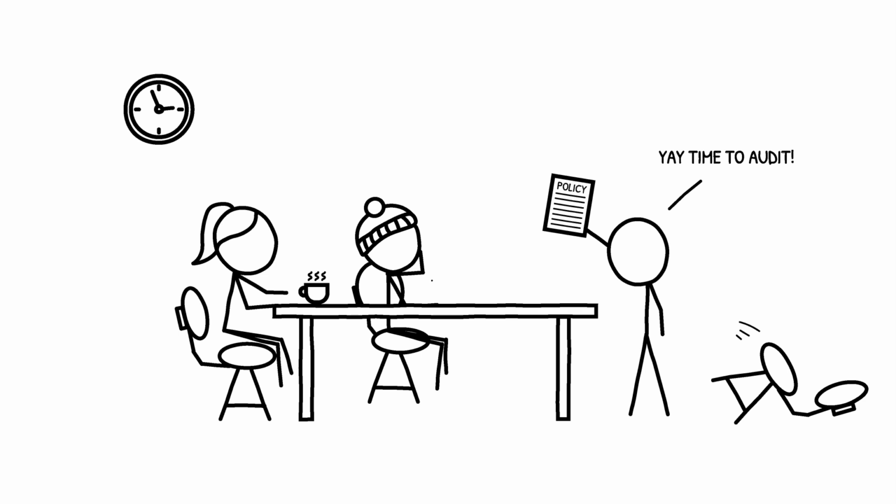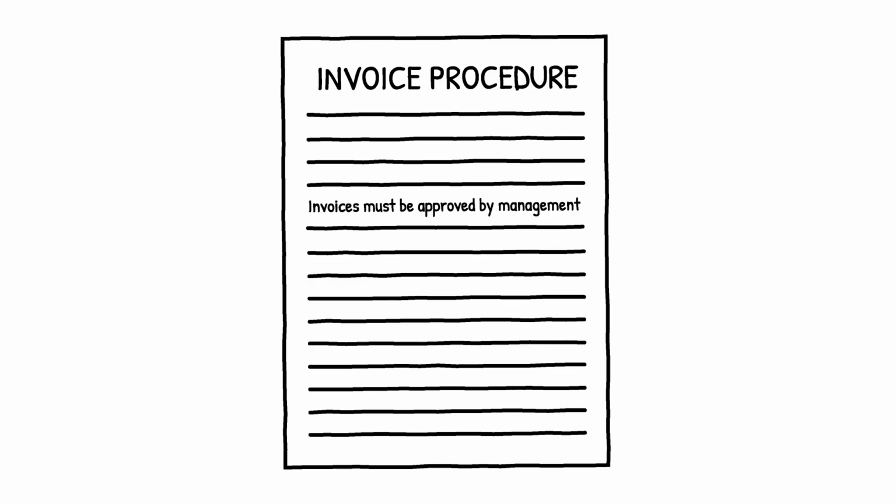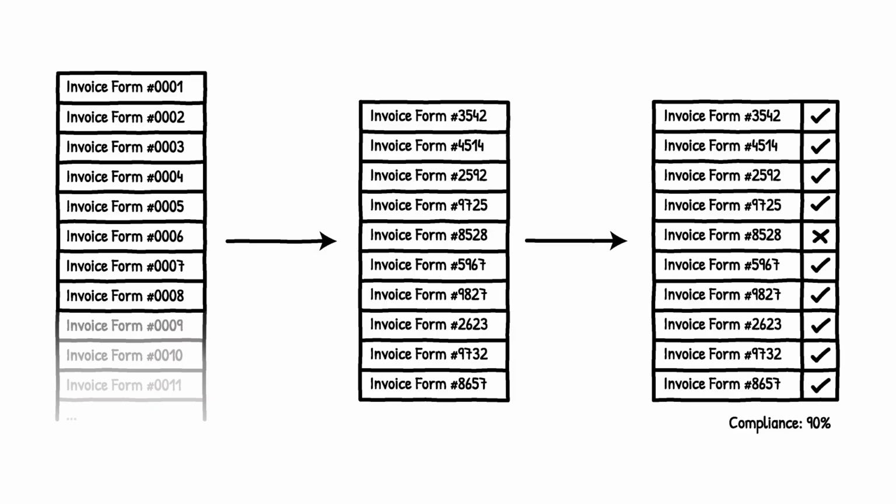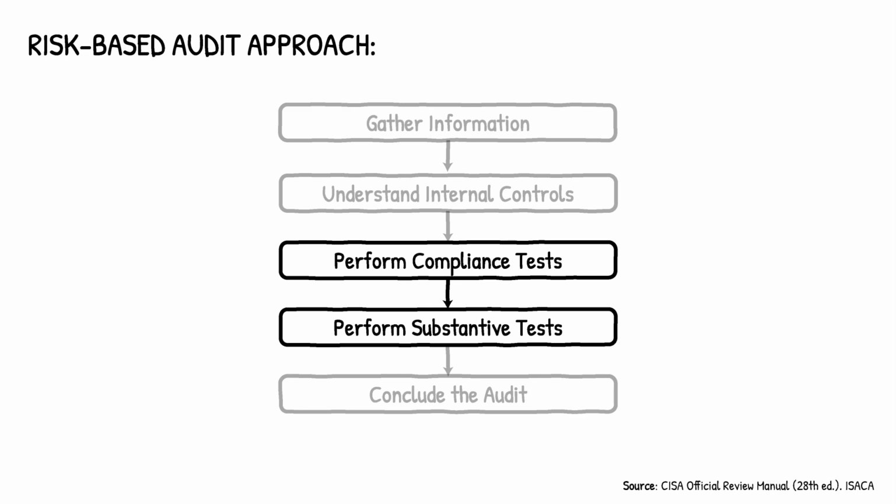For example, an organisation's invoice procedure might state that all supplier invoices must be approved by management before they are paid. To perform compliance testing of this, the auditor would gather a sample of invoices and check that each one has an approval signature from management. Notice how it's a simple yes or no for each sample, and the result is how many are compliant. The example here is showing attribute sampling, which is a type of compliance testing that we will look at in detail later.